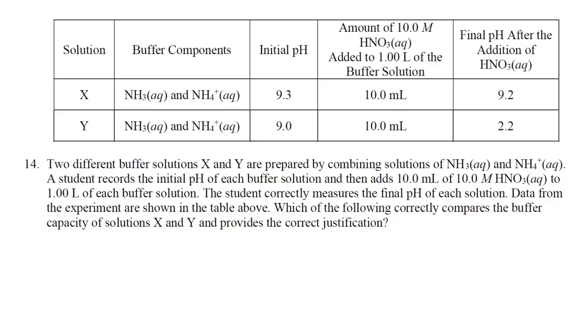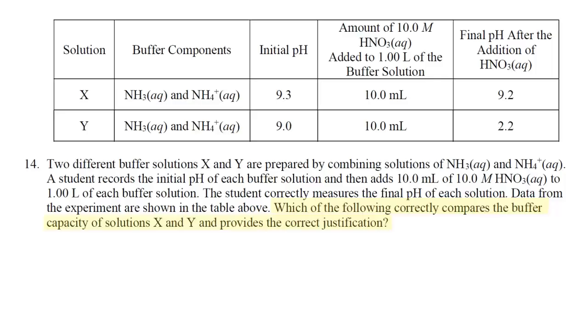The student correctly measures the final pH of each solution. Data from the experiment are shown in the table above, and so here's the question. Which of the following correctly compares the buffer capacity of solutions X and Y and provides the correct justification?